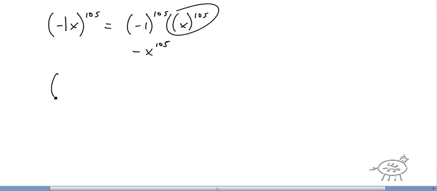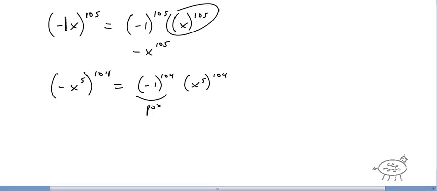Okay, let's try another one here. (-x to the 5th) raised to the 104th power. All right, well, that is -1 to the 104 power, and then x to the 5th to the 104 power. Now the first part's actually easy. That's just saying it's positive, so I'm not even writing anything there. And then remember, a power to a power, you multiply. So 5 times 104 is 520. So the answer to this one is x to the 520th power.